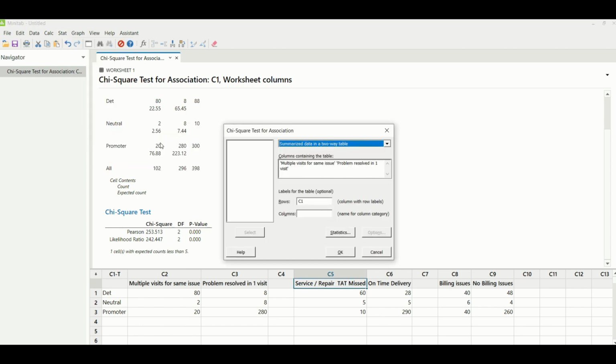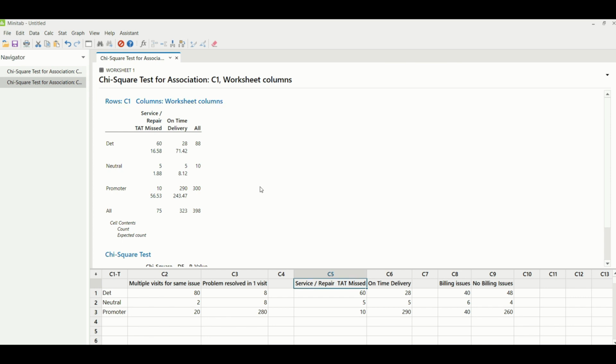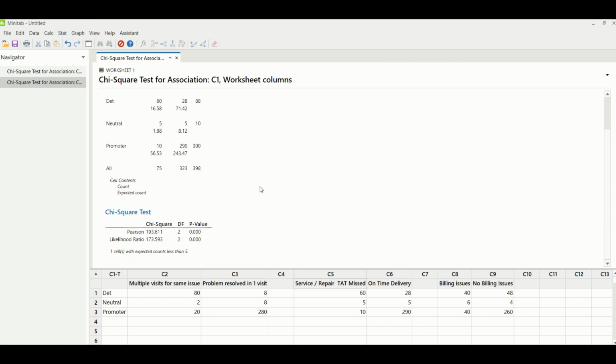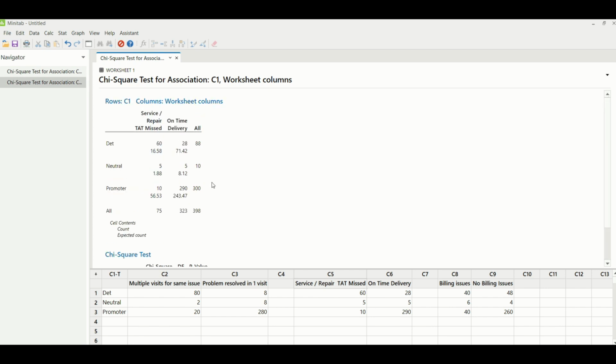In the columns containing the table, you select service repair TAT, missed or not missed, and then on time delivery in the second one together. C1 is selected already and you click OK. When you go down, the p-value of this test also indicates that it is a significant X. We are expected to have 16.58 detractors, but we have 60 detractors for this particular X. So if we improve the service and the repair TAT, we are definitely going to reduce the number of detractors.